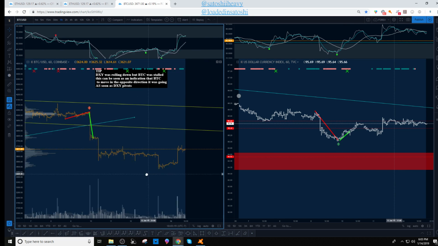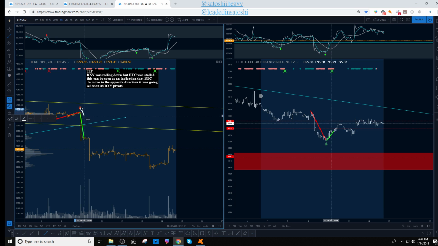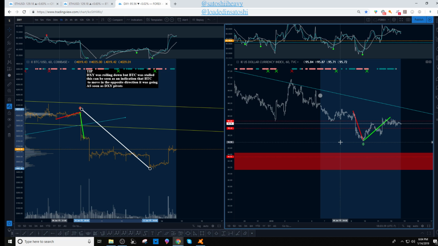Check this out too, by the way. As Bitcoin moved down, the US dollar moved up, all the way to this point, right? About here. Now we're in a limbo.